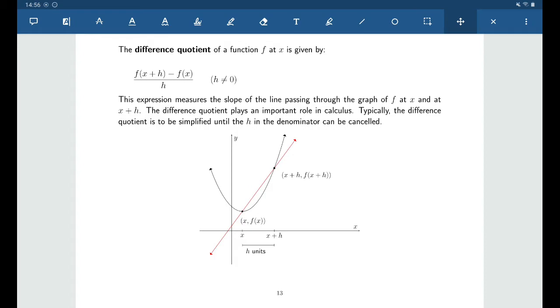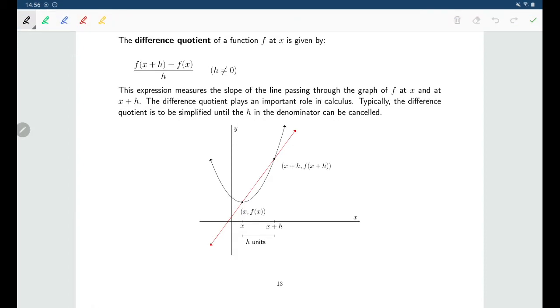Number one, what is it? And what it is is this expression, f of x plus h minus f of x, whole thing divided by h. And of course, I've got that little excluded value there. Obviously, h can't be 0, otherwise that would be undefined. What it represents really is the slope of the line that passes through a curve at 2 points.